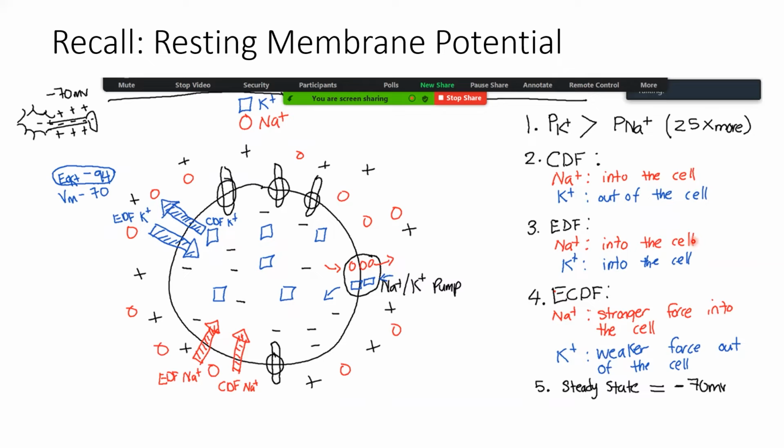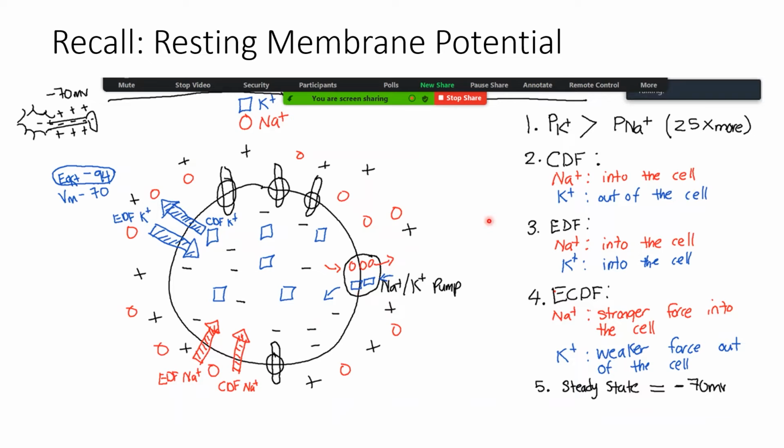Now let's think about the movement of the electrical driving force, right? So now the electrical driving force comes into play, and because we now have a negative environment inside the cell, why do we have a negative environment? Because more potassium is leaving than sodium can come in, because there's more of a permeability for potassium. So now we end up having more negative on the inside and more positive on the outside.